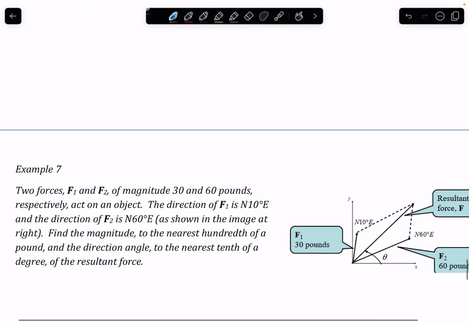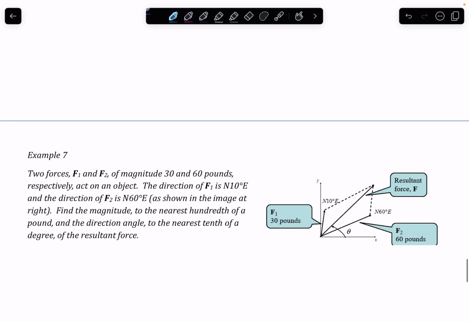Example 7. Two forces, force 1 and force 2, of magnitude 30 and 60 pounds respectively, act on an object. What that means is force 1 is 30 pounds, force 2 is 60 pounds. The direction of force 1 is north 10 degrees east, so tilted 10 degrees over from the up axis. The direction of F2 is north 60 degrees east.